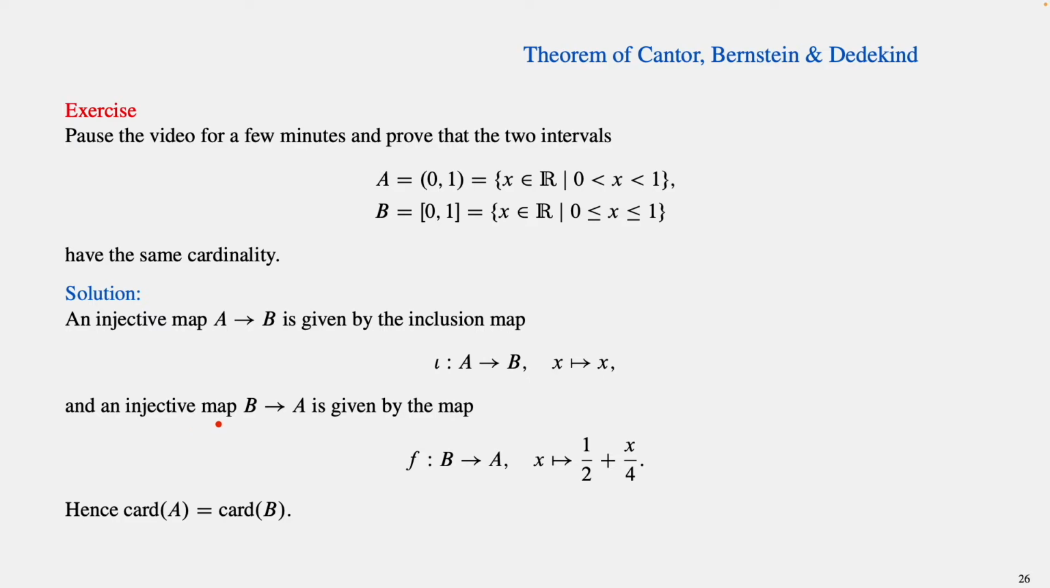And another injective map in the other direction, from B to A, is given as follows. The idea is, well, we take every x from this closed interval, and then we shrink the whole closed interval from 0 to 1 to the interval of 0 to 1/4 by dividing by 4. And then we push this shrunk interval into the middle of the open interval by adding 1/2. And this is also an injective map. And so we found an injective map from A to B and one from B to A. And now by Cantor-Bernstein, we can say that the cardinalities of the open and the closed interval from 0 to 1 are identical.